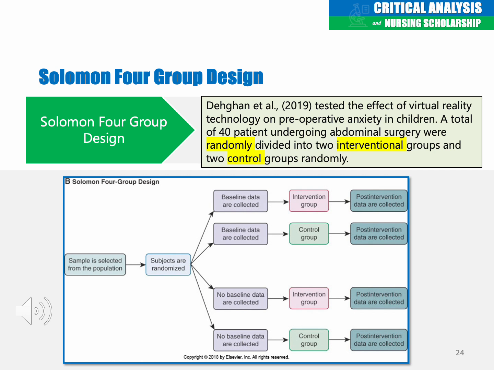Definitely, there are 4 groups in this research, and there are 2 control groups. How about manipulation? The introduction of virtual reality technology to children in the interventional group suggests that there was a manipulation. Hence, Solomon 4-group design is an example of a true experimental research design.